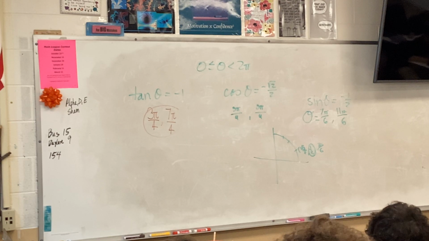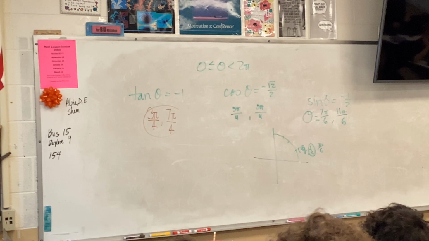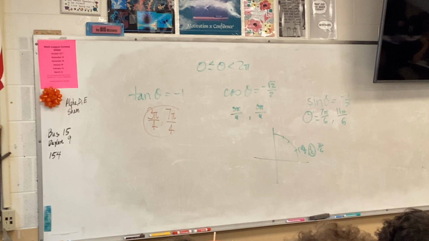The idea is you're supposed to know that the sine of 2 pi over 3 is root 3 over 2. And the cosine of 5 pi over 6 is negative root 3 over 2. The sine of negative pi over 3 is negative root 3 over 2. And the sine of 11 pi over 6 is negative 1/2.